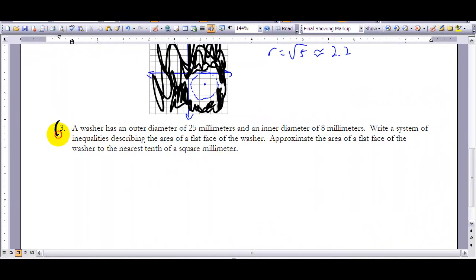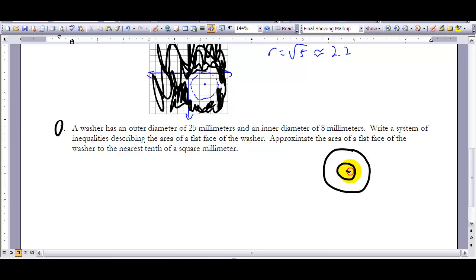Take a look at number 3 then. It says a washer has an outer diameter of 25 millimeters and an inner diameter of 8 millimeters. Write a system of inequalities describing the area of the flat face of the washer. Approximate the area of the flat face of the washer to the nearest tenth of a square millimeter. So let's first draw a picture of that. We've got this washer. It's got an outer ring and an inner ring.